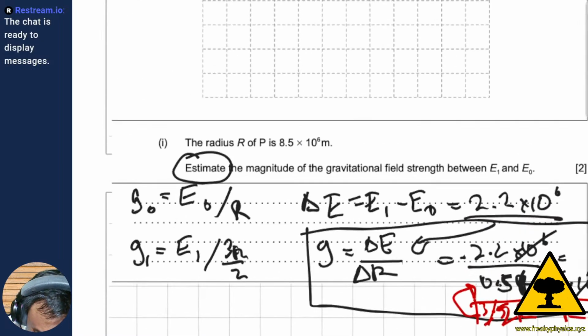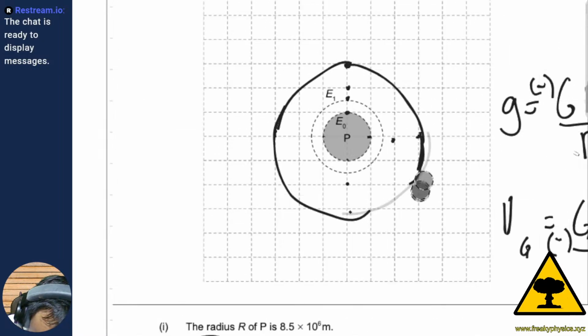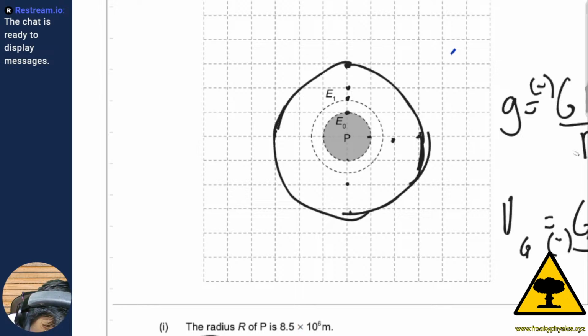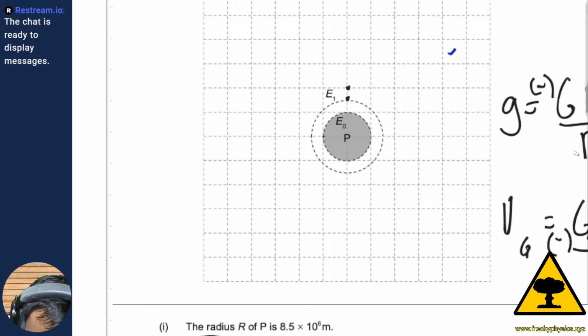So it shouldn't be 3 here. Let me just lock this real quick. This should be around 2.5, the 2 and 1/4 radii away. So 1, 2 and 1/4 should be here. So there.